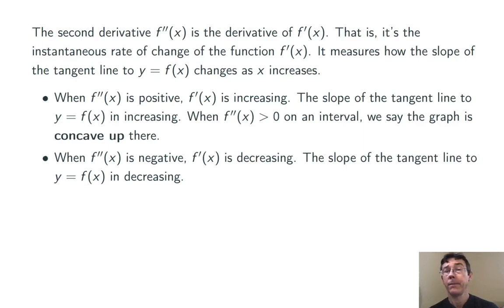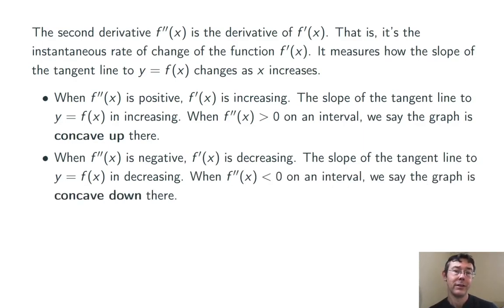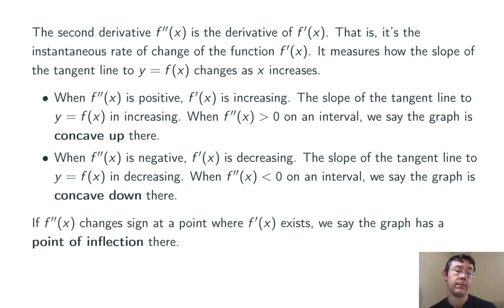On the other hand, if f double prime is negative, then f prime is decreasing. The slope of the tangent line to y equals f of x is decreasing. When that's the case on an entire interval, we say the graph is concave down there. And in a situation like that, the graph is going to look more like the top of a hill.